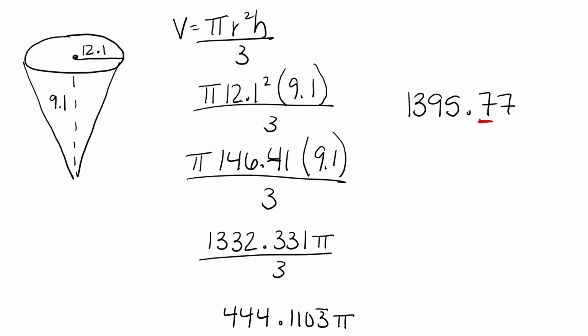7 is in the tenths place. The other 7 tells us to round up. So our 0.7 is going to round up to a 0.8. Our final answer is 1395.8.